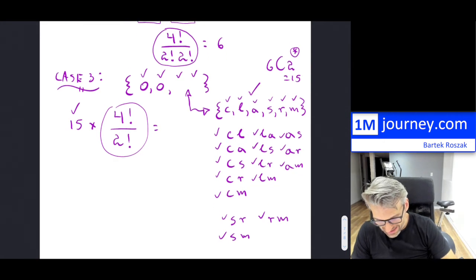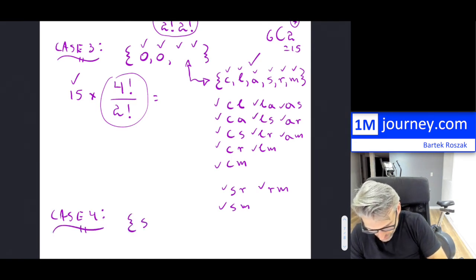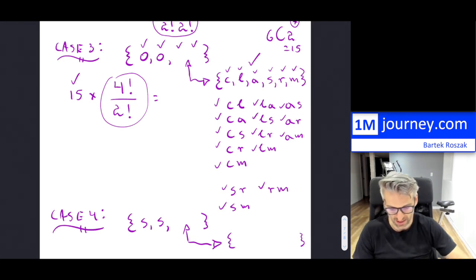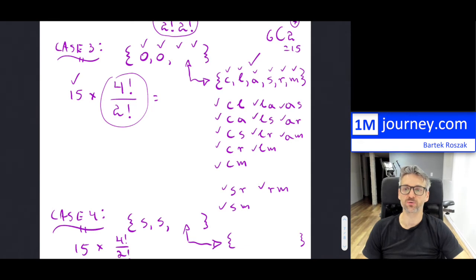Now, the last case, case number 4, is the same thing, except now you've repeated the S's. You pick the same letters; instead of the S, there's an O, but this is the same exact thing. So 15 times 4 factorial over 2 factorial to get that. And now you have all the different cases, because there are no other cases.